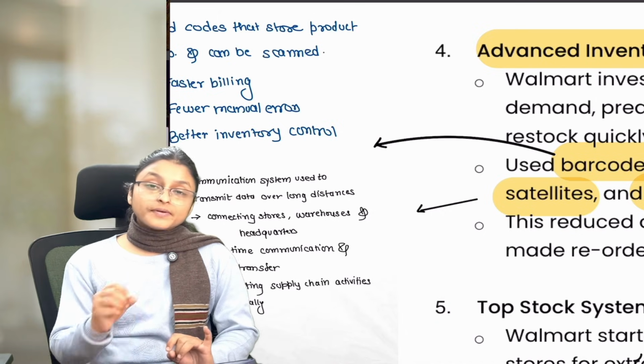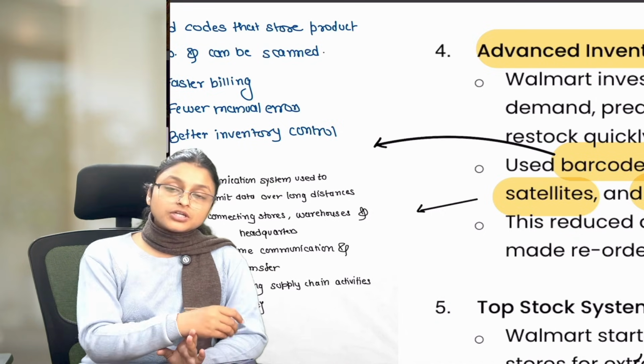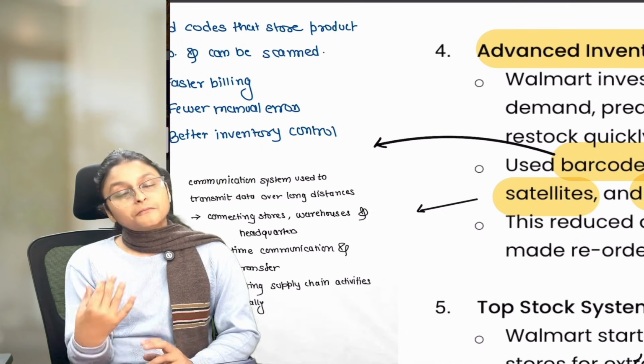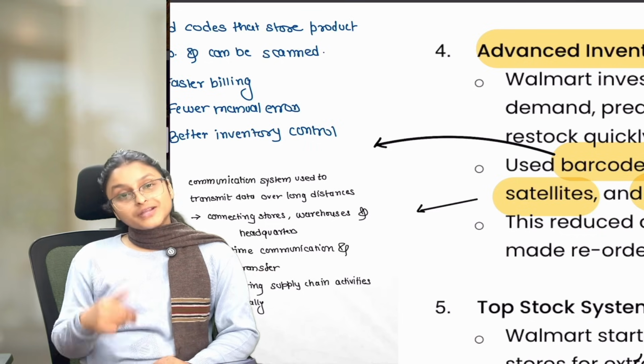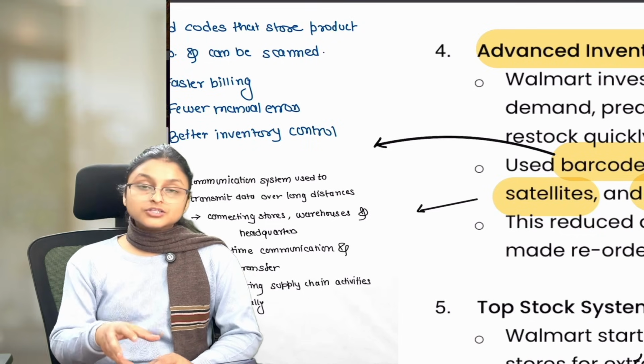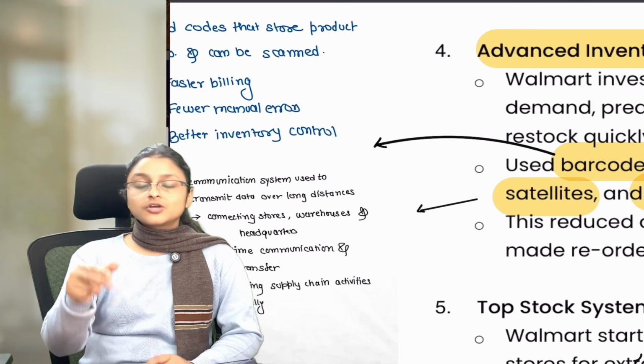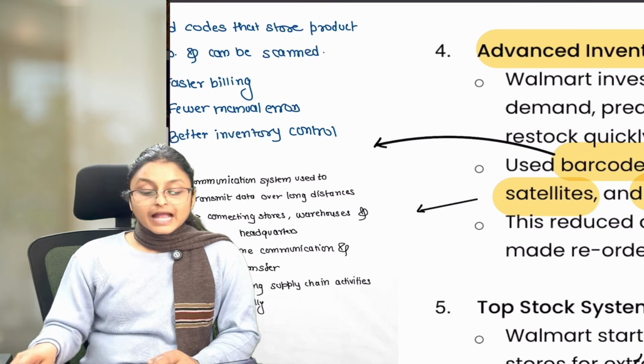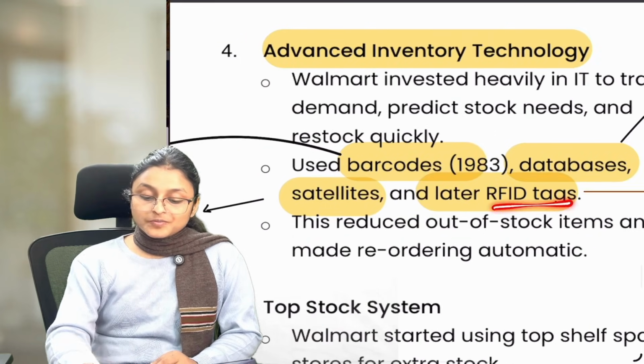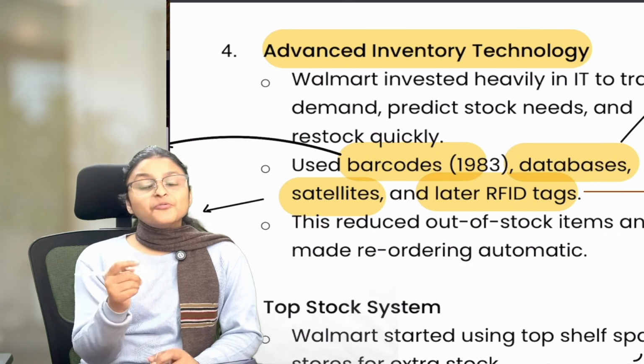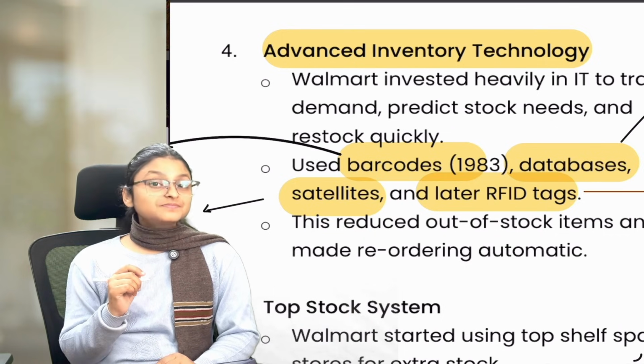We were able to know when the stock is not available at a particular store, when we need to make the order, and when the order will come to us. Everything was managed through the satellite system because everything got integrated with it. And after that, they had also built RFID tags. Now, what are RFID tags?